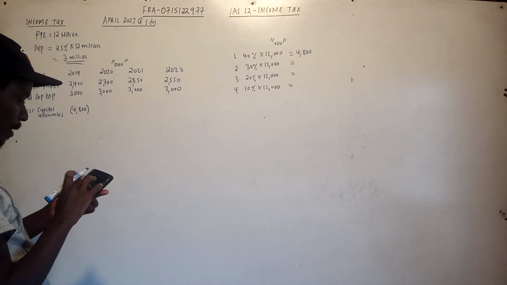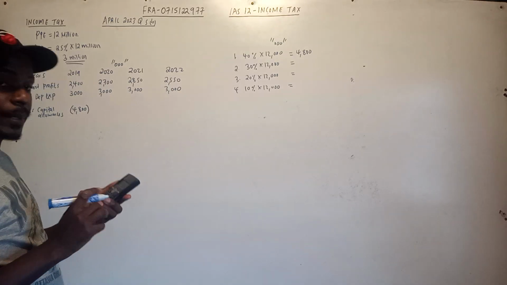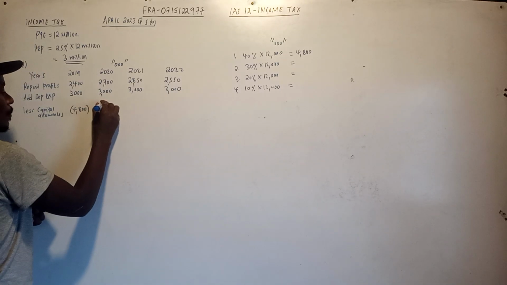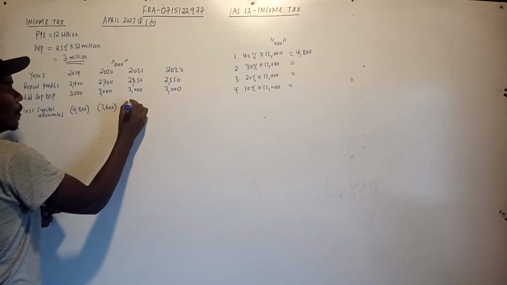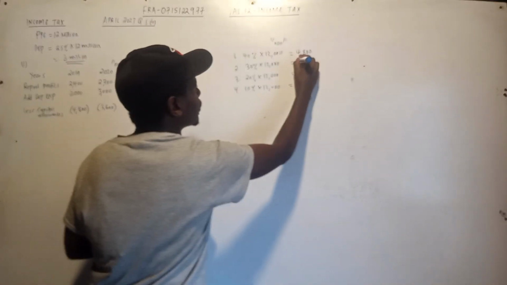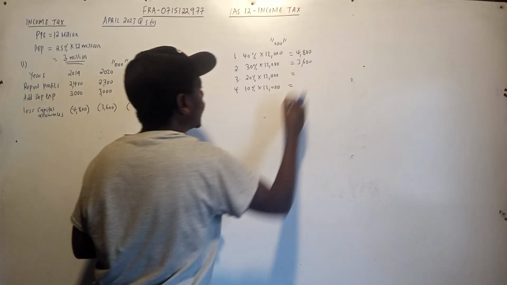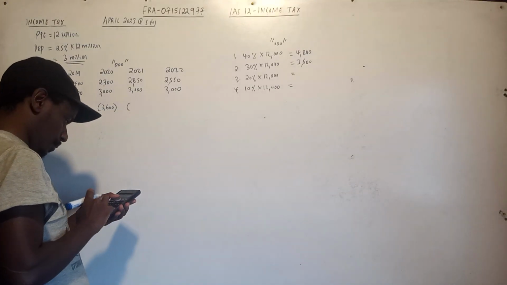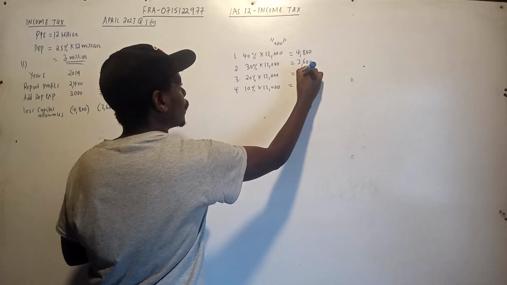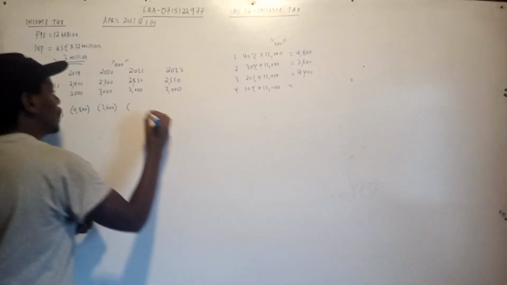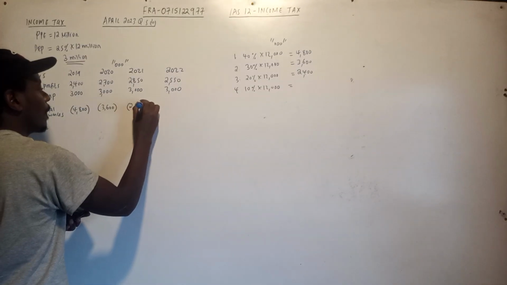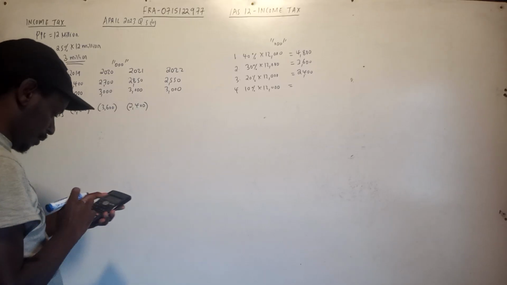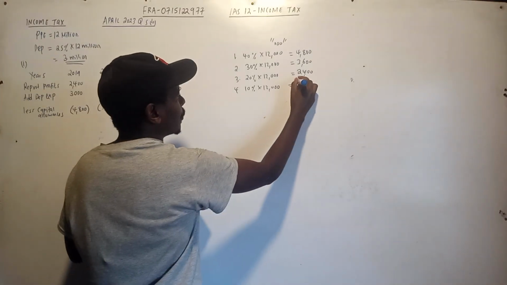The second one is 30%, that's 3,600. Then you have 20%, which is 2,400. Then the last one is 10%, 1,200.